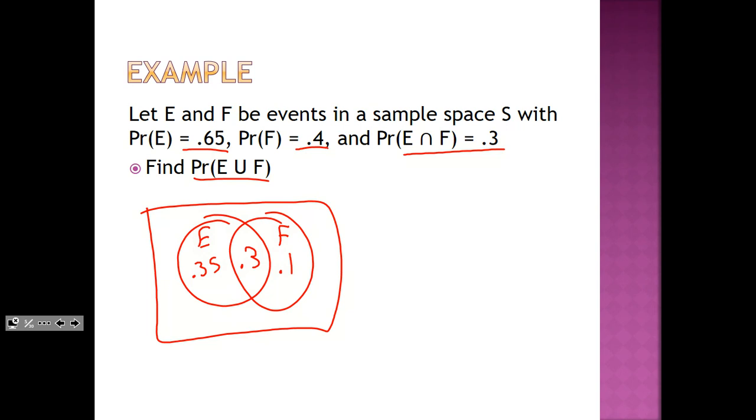If we needed the outside, all this has to add to 1. So if we did do that, this is 0.75 in the circles. We don't need it for this problem, but 0.25 outside. I want E union F, so that's just those, so 0.75.